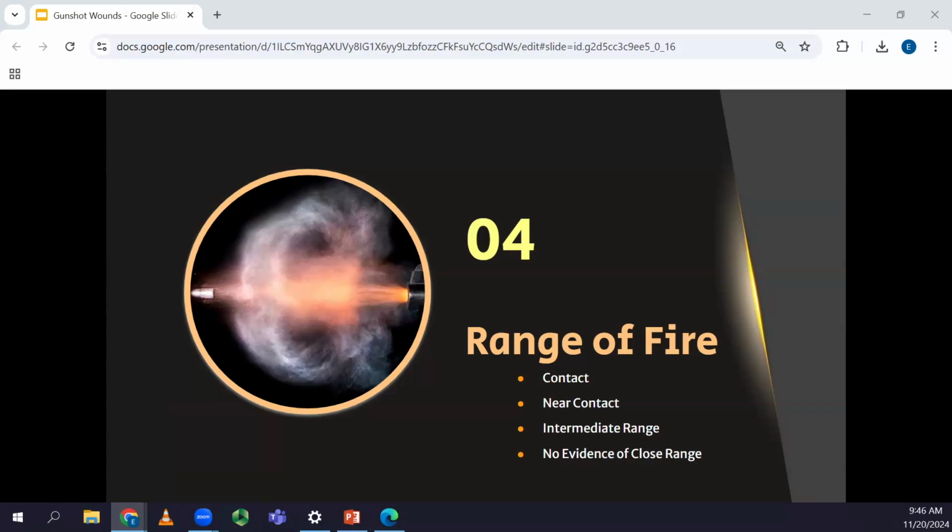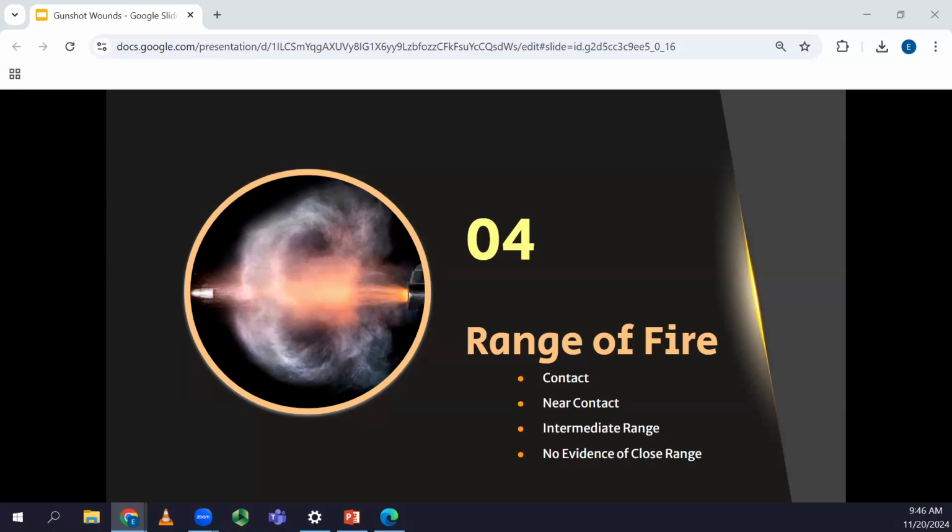But in general, range of fire we describe as contact with the muzzle, which is when the tip of the gun is actually in contact with the skin. Near contact, which is almost there but not really, less than 1 centimeter. Intermediate range, which is more than 1 centimeter. And then the last one is no evidence of close range, which is what most people describe as distant range.